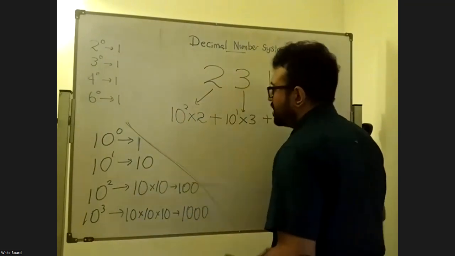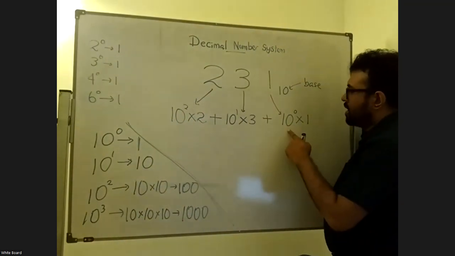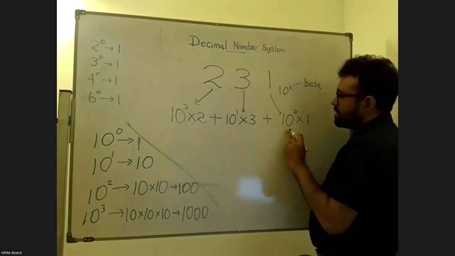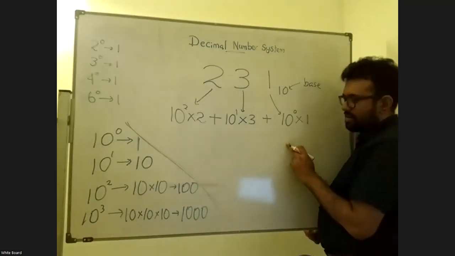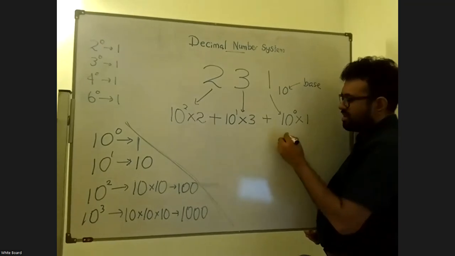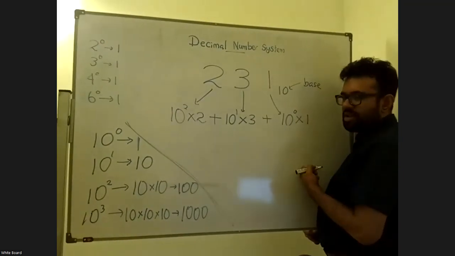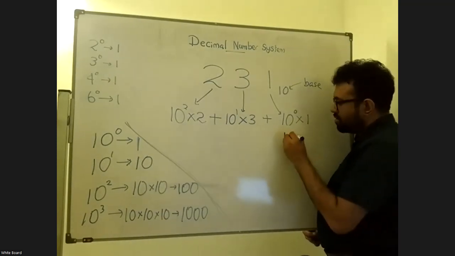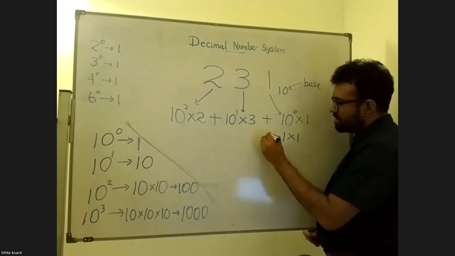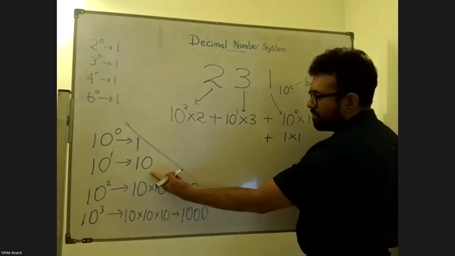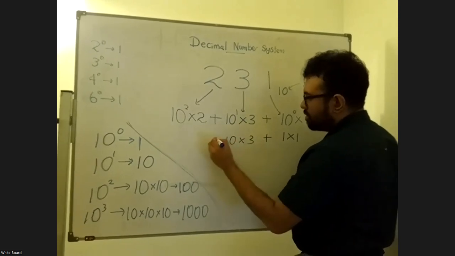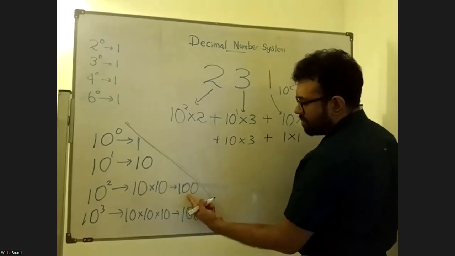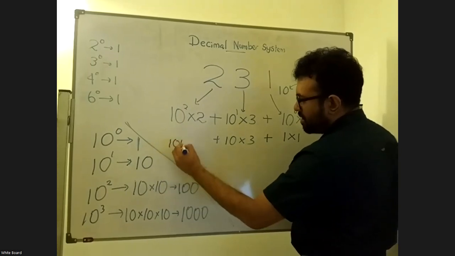How do we evaluate? Now first thing is, this is how the number is created. What is this? 10 to the power 0. What is the value now? You can tell me. 1. Very good. So you have to multiply it by 1, plus 10 to the power 1. What is the value? 10. 10 into 3. 10 to the power 2. 100. Good. Into 2.